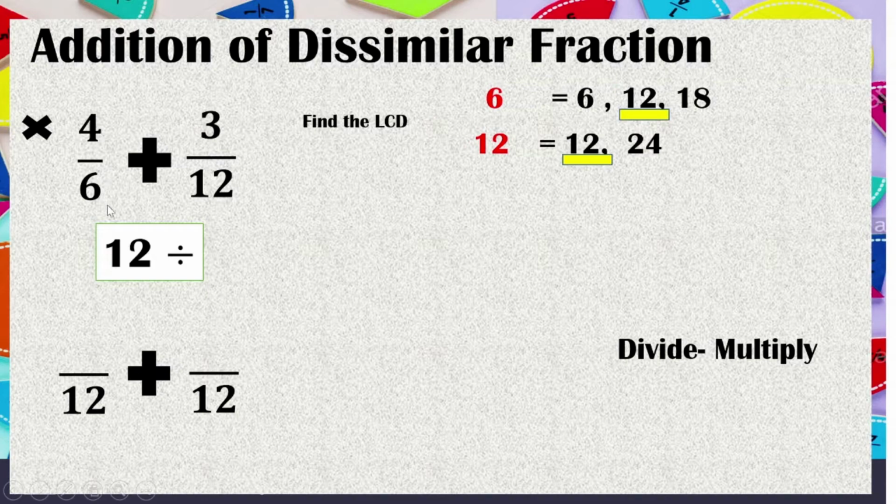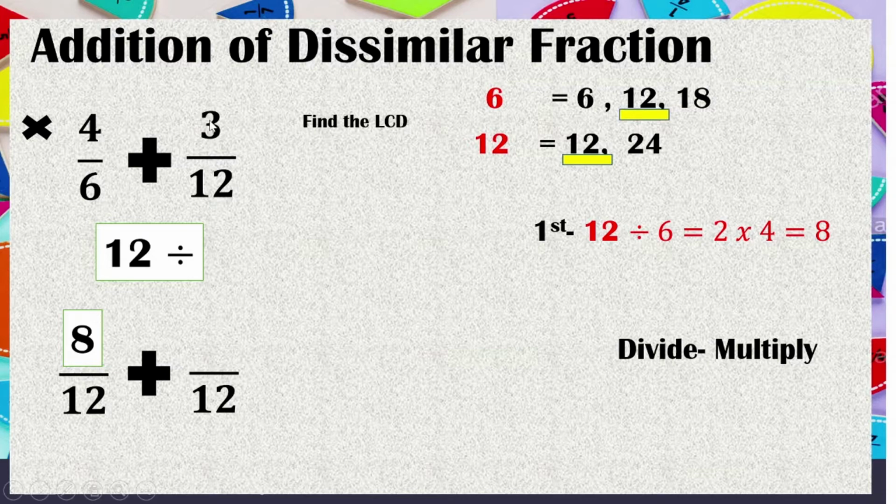Okay? So, paano gawin? 12 divided by 6 times 4. Okay? So, ayan, una natin. 12 divided by 6 is equal to 2 times 4 is equal to 8. Okay? So, yun ang ilalagay natin dito. Ayan. So, dito yan ha. Ito munang unang fraction. 12 divided by 6 is equal to 2 times 4 is equal to 8.